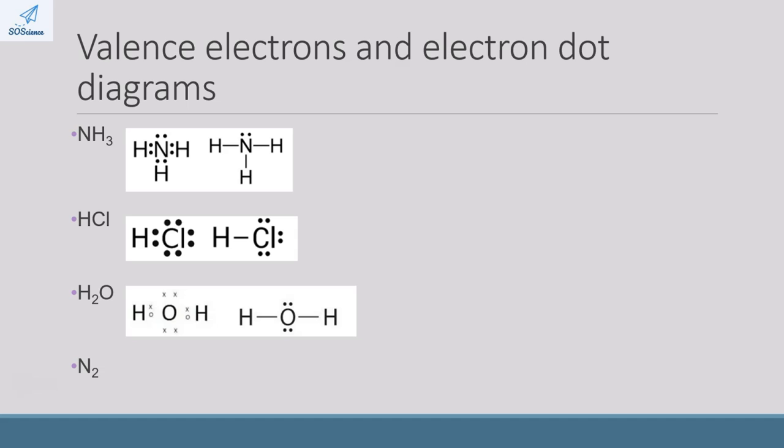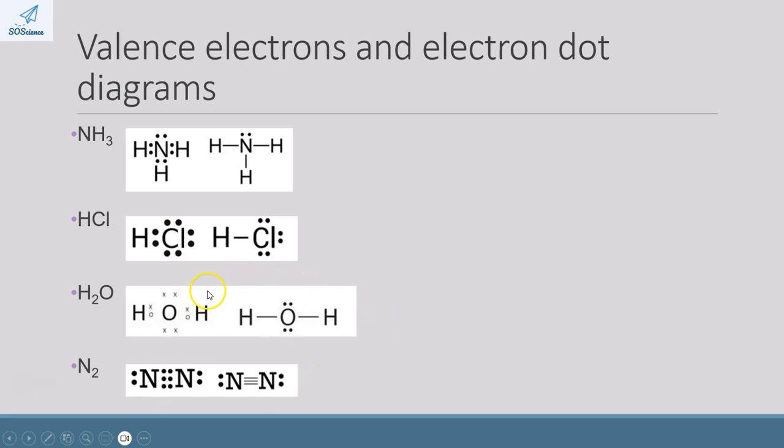Nitrogen. Nitrogen is a diatomic molecule. Each nitrogen atom has 5 valence electrons. How many more electrons does each nitrogen atom need? 3, because 5 plus 3 makes 8. And that immediately tells us that there is going to be a triple bond.